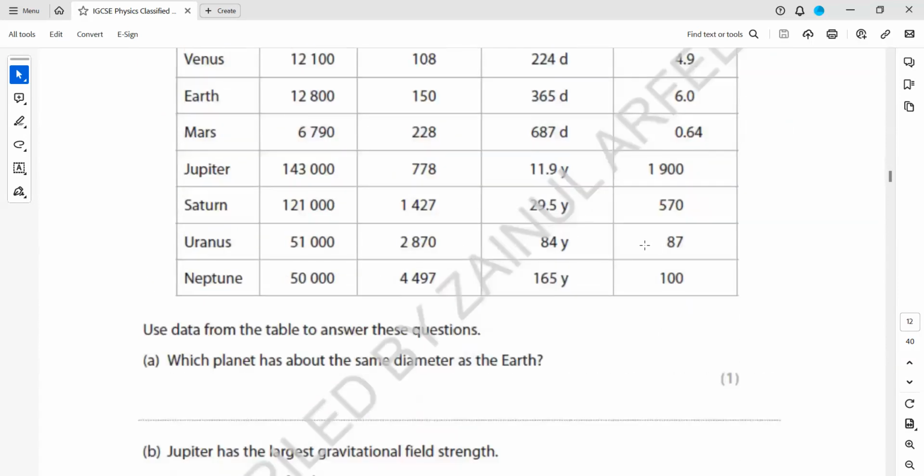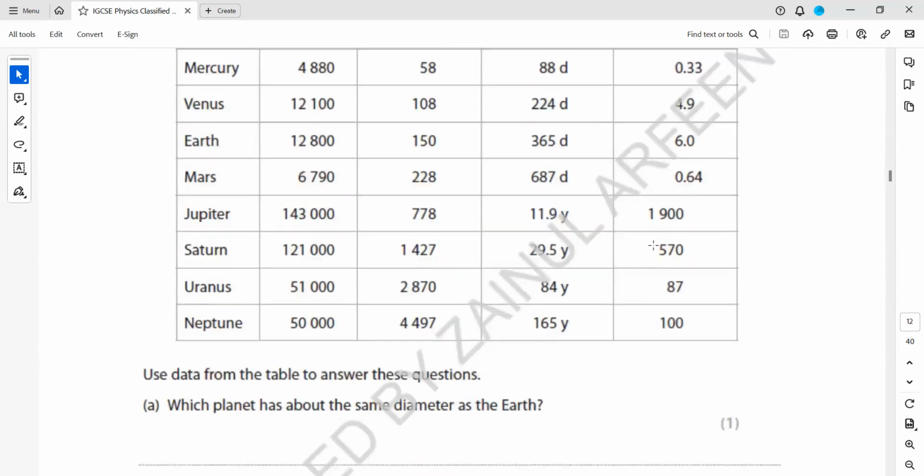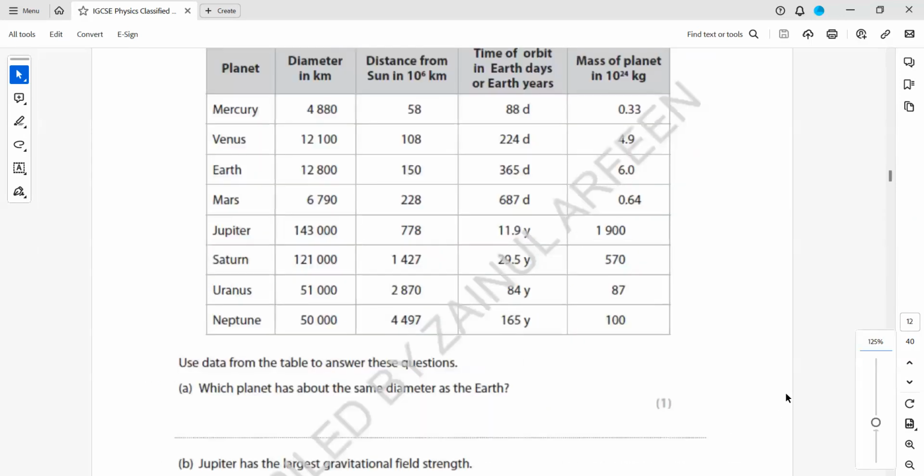Use the data from the table to answer this question. Which planet has about the same diameter as Earth? Venus. So Venus has the same diameter as Earth.